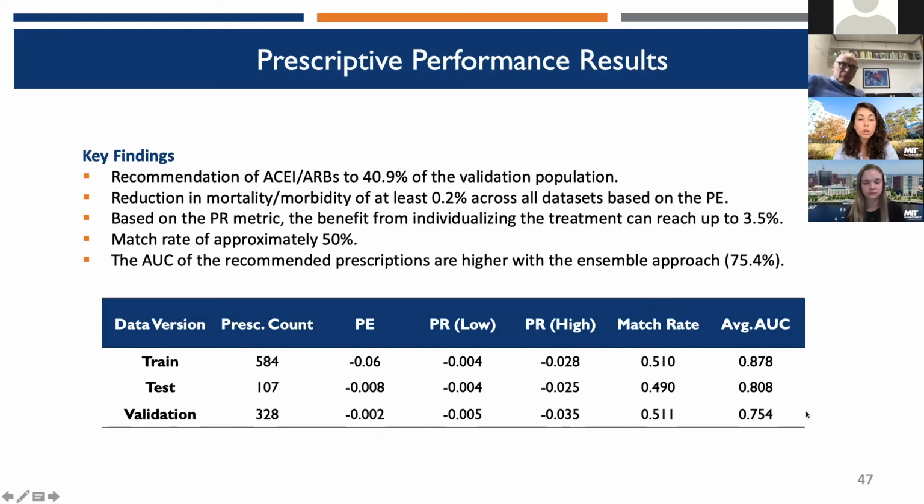And notice also that the AUC of the recommended prescriptions are higher with the ensemble approach versus the individual models that we presented before. The intuition is that, the same way as when we use random forest, aggregating multiple CART models is more accurate. If we aggregate into our predictions of the prescriptive outcome many different algorithms, we can actually get better AUCs.